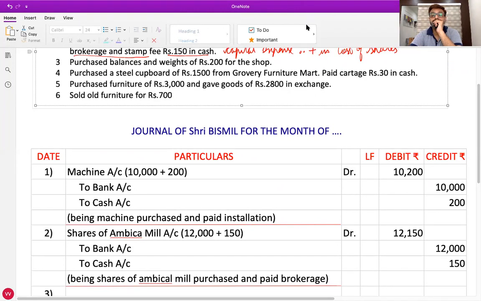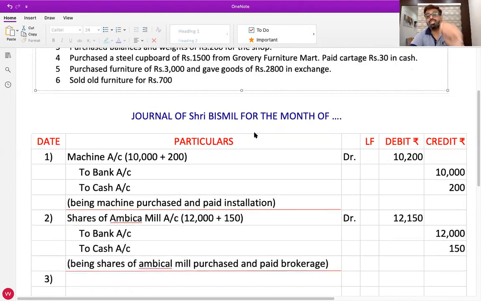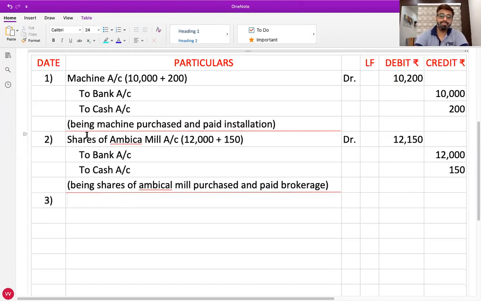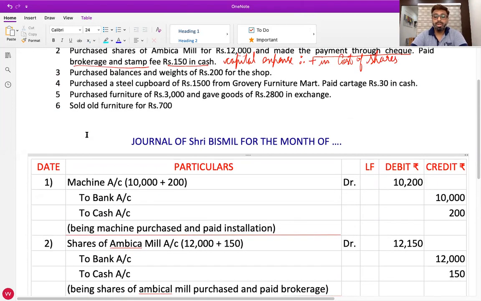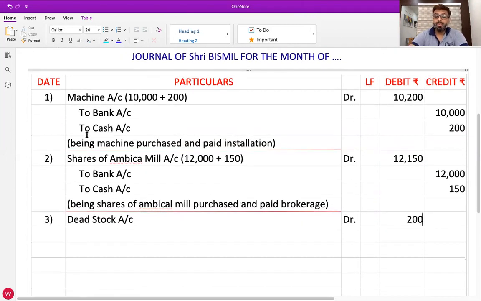Yes, sir. First effect: dead stock comes in. Rule: debit what comes in. Name of account: dead stock account. Dead stock account debit with what amount? 200. You write this 20 times and give it to me after the class today. Balances and weights are called dead stock.